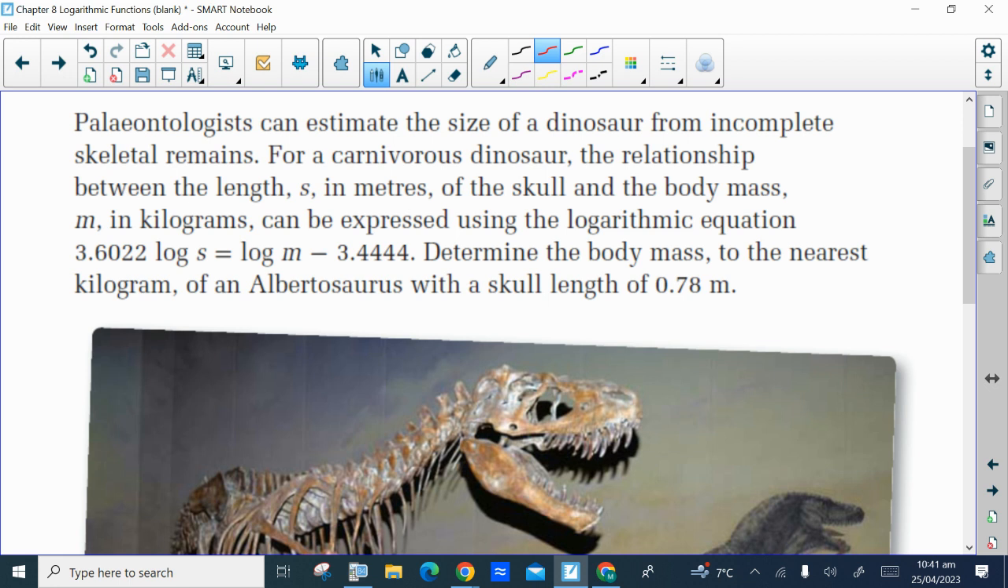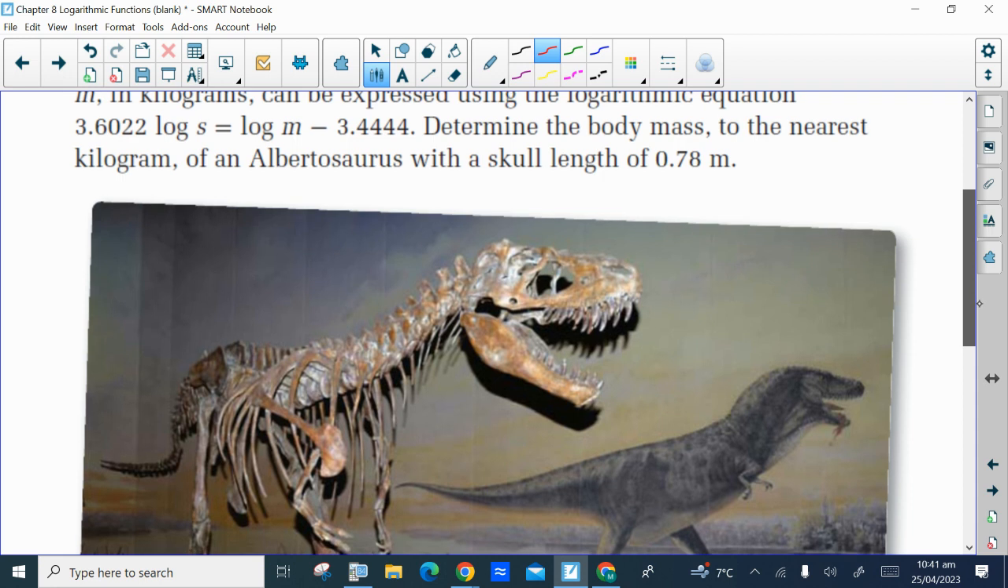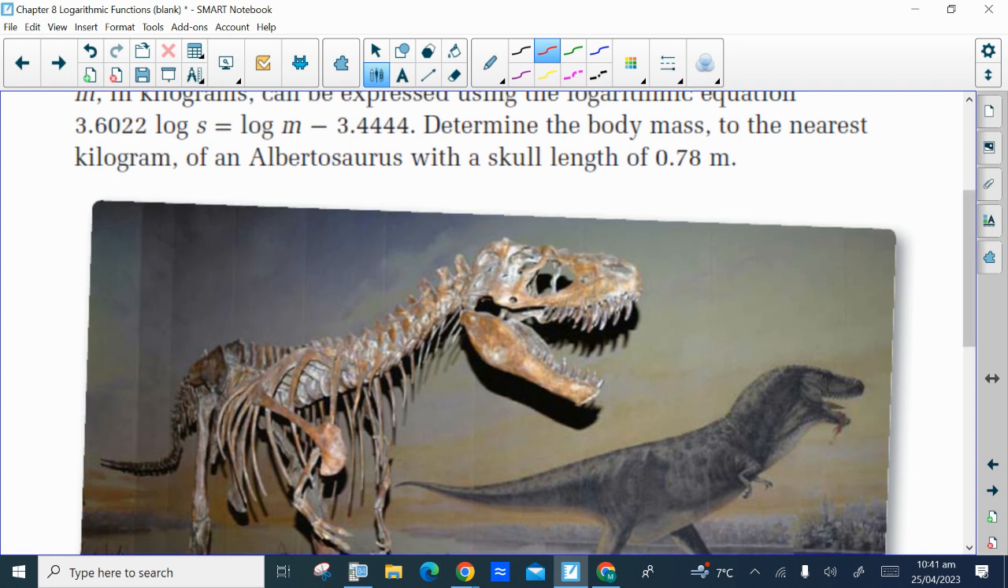3.6022 log S, so remember, S is the length of the skull, equals log M minus 3.4444, where M is the body mass in kilograms. S is the length of the skull in meters. Determine the body mass, so you want to know what M is, of an Albertosaurus dinosaur with a skull length of 0.78. So there's the equation that we're going to use.